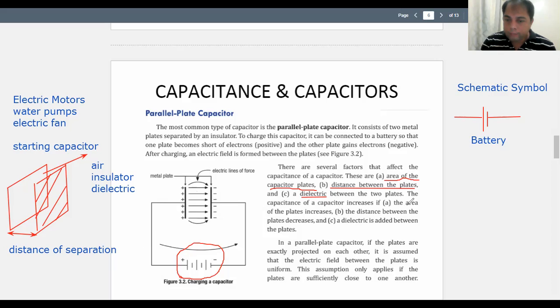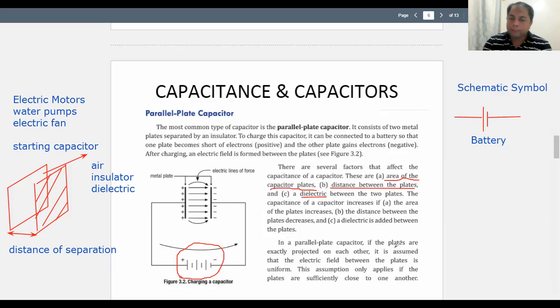So again, the effect on the capacitance: if you increase the area of the plate, it will increase the capacitance. If you decrease the distance, you will also cause an increase in the capacitance. And likewise, the addition of a dielectric. So these are the factors that probably increase the capacitance.